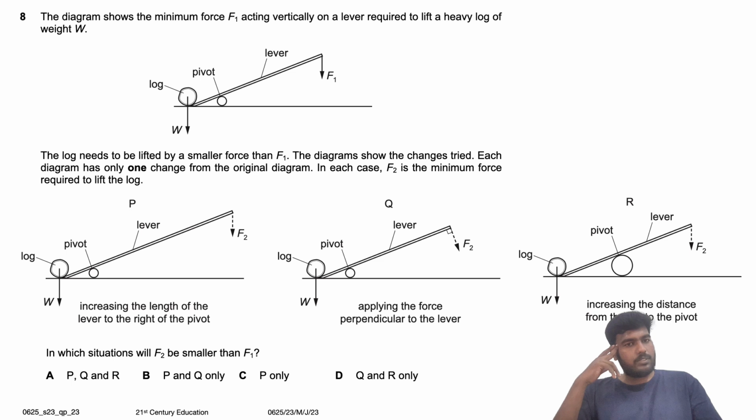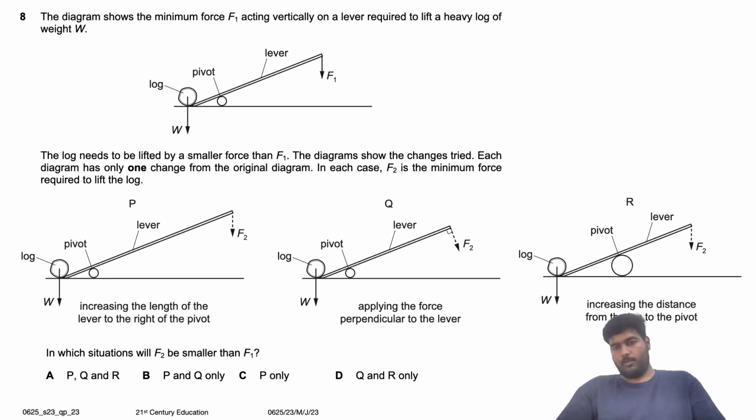The diagram shows the minimum force F1 acting vertically on the lever required to lift a heavy log of weight W. The log needs to be lifted by a smaller force than F1. The diagram shows the changes tried. Each diagram has only one change from the original diagram. In each case, F2 is the minimum force required to lift the log. Okay, in which situation will F2 be smaller than F1?